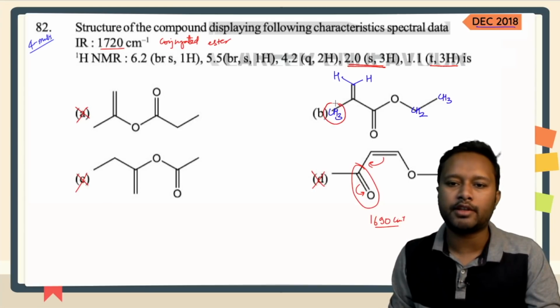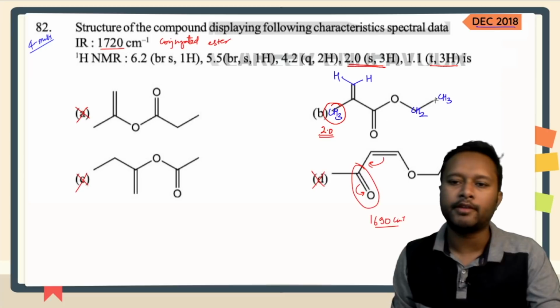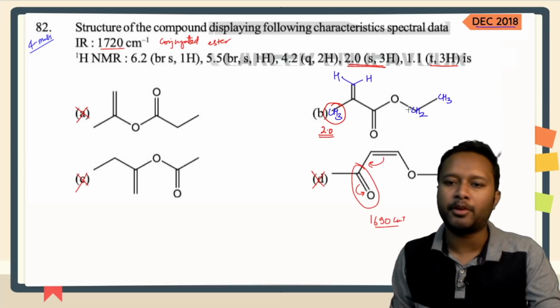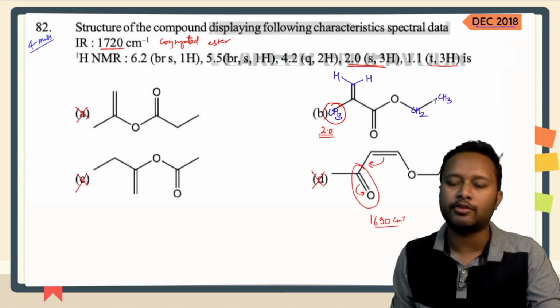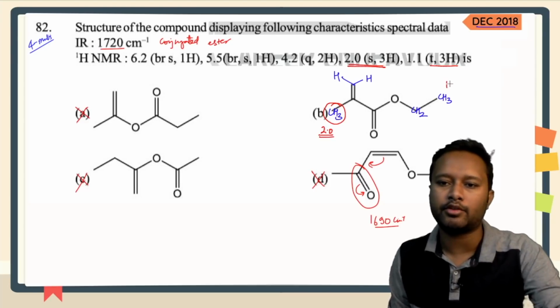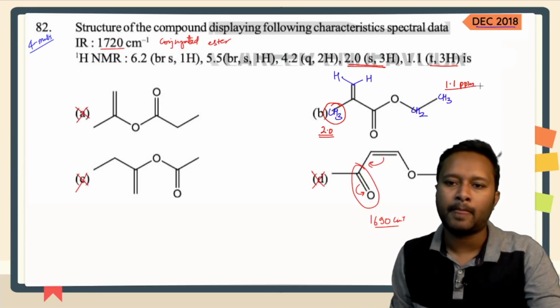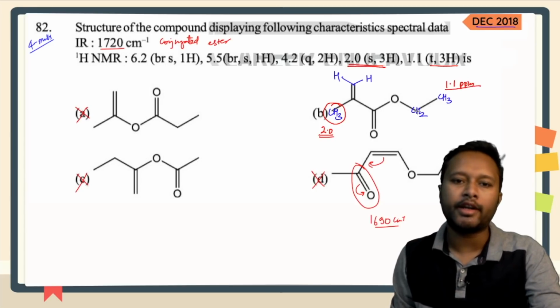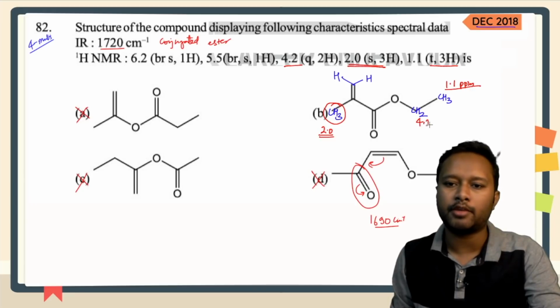So the 3 hydrogen singlet corresponds to this, because it is attached to a carbon which does not have any hydrogen attached directly to it. So it is basically a 2.0 chemical shift and a 3 hydrogen singlet. Okay, so I have written the value over here. This hydrogen is going to give you a triplet because it is attached to a CH2 group, right? So this is going to give you a 3 hydrogen triplet and the chemical shift is going to be 1.1 ppm. Alright, this is going to give you a quartet, so you are going to get a 2 hydrogen quartet, and 4.2 chemical shift over here.